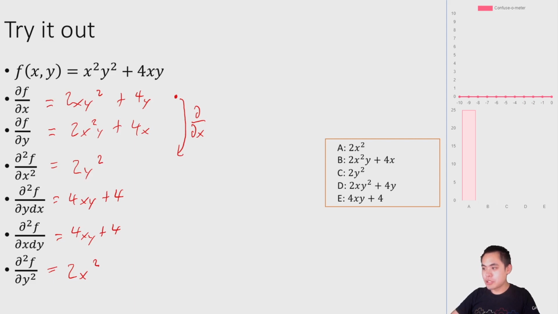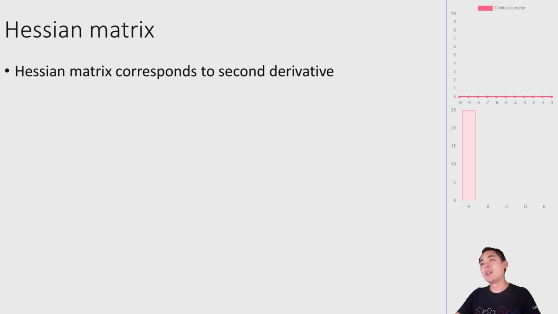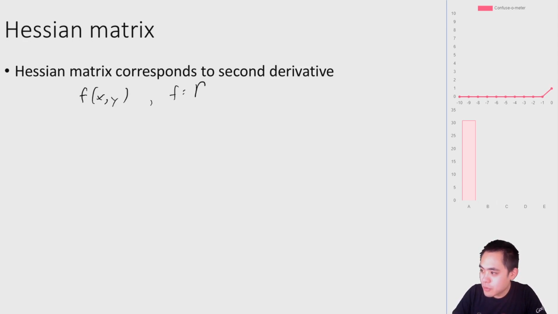So I'm going to introduce a Hessian matrix. So we had the total first derivatives, right? Those are the gradients and the Jacobian matrix. The Hessian matrix corresponds to a second derivative of a function from R2 to R. So let me write this out a little bit, and I'll show you what I mean. So let's say we have a function f of xy, which is a function from R squared to R.